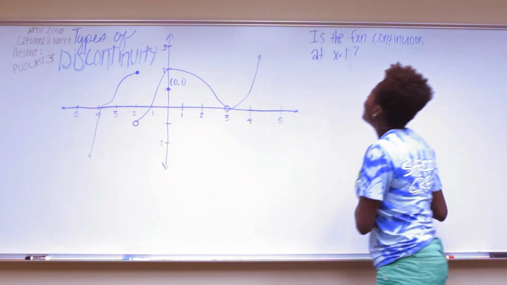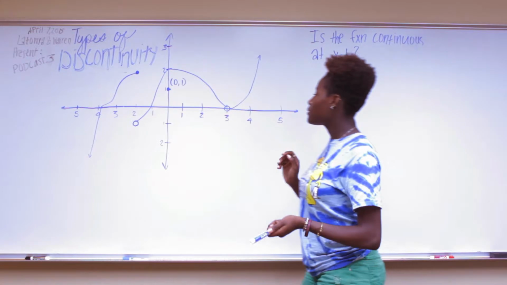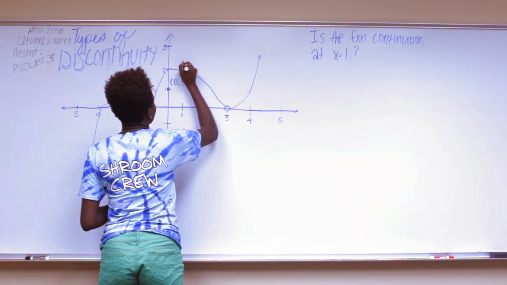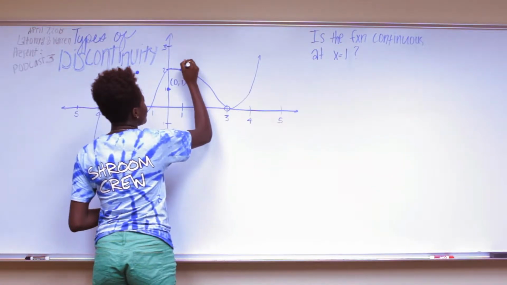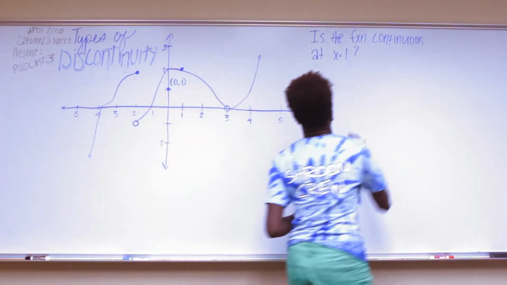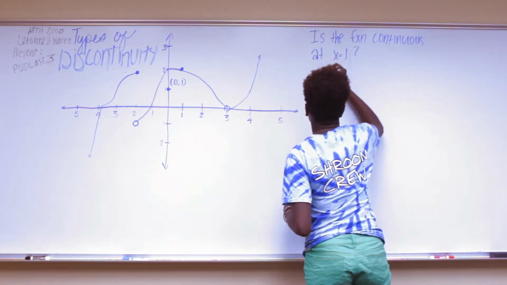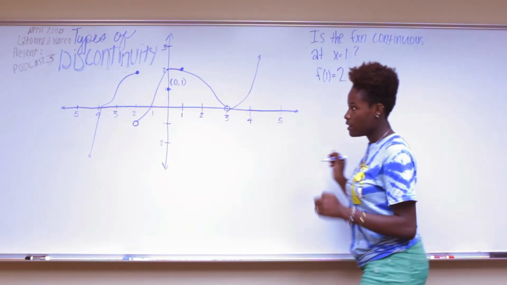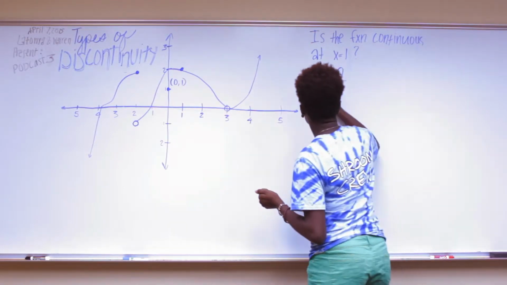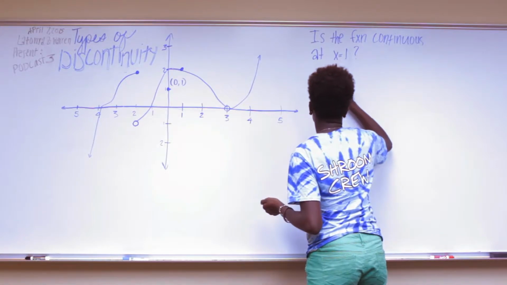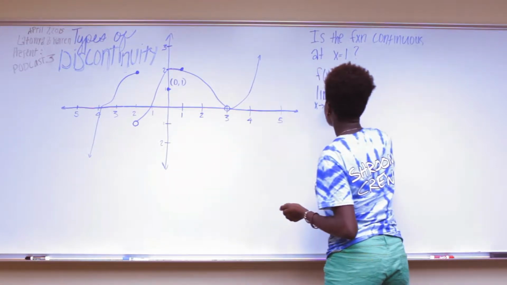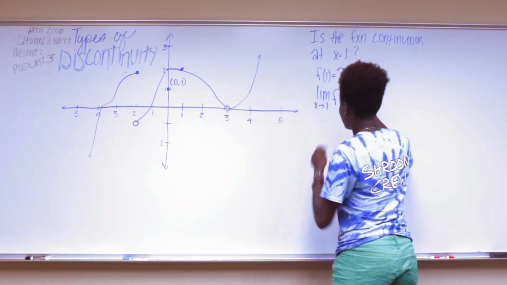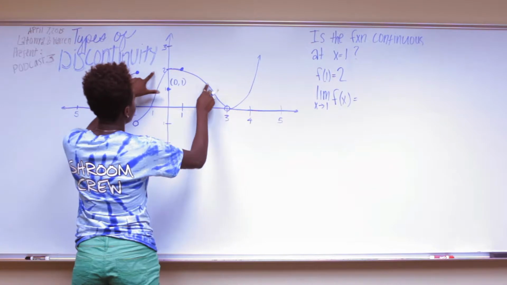Number 1. Is the function continuous at x equals 1? Well, when x equals 1, the function equals, we'll say, 2. So f of 1 is 2. And the limit as x approaches 1 for this function is 2.